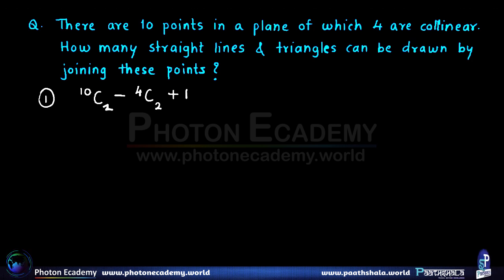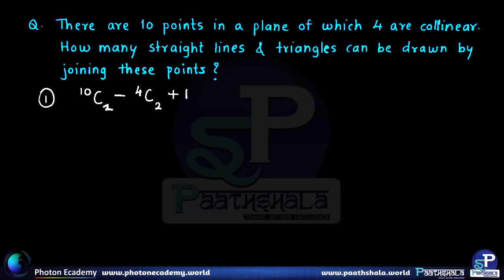So that gives us the final answer of the total number of straight lines. On simplifying we will get 10 into 9 upon 2 minus 4 into 3 upon 2 plus 1.